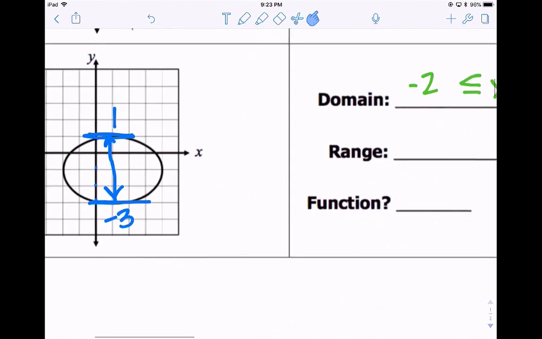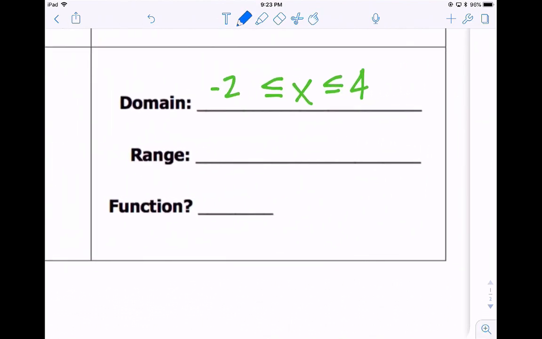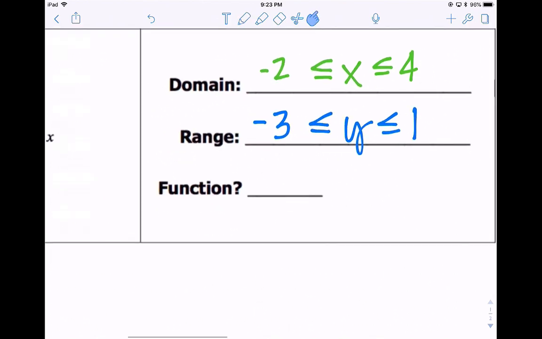So we're going to write that, again, as a compound inequality. So we put the y in the middle. y is everything greater than or equal to -3, but less than or equal to 1. So everything from -3 to 1.